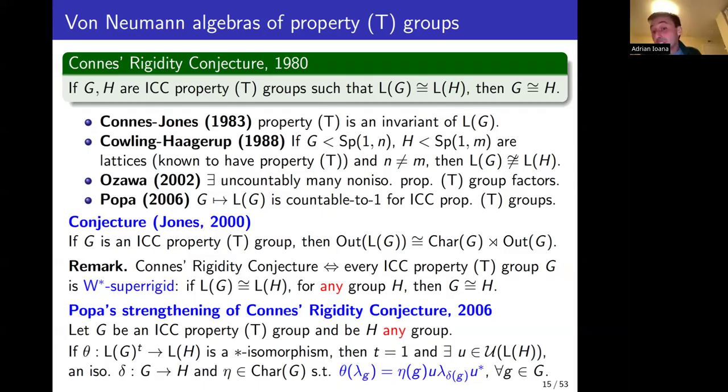I wouldn't be surprised if there are some property T groups that are very strange, that maybe can have some unexpected isomorphism. But so far, nobody has been able to construct such examples. So if they exist, they must be very exotic.